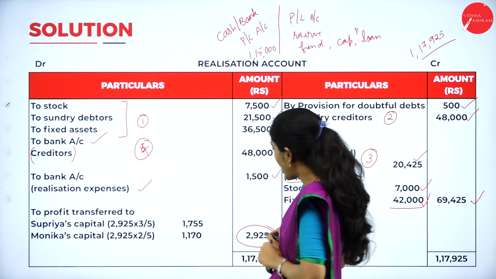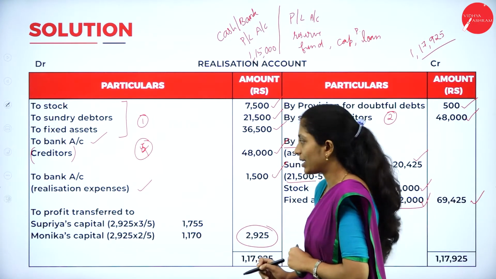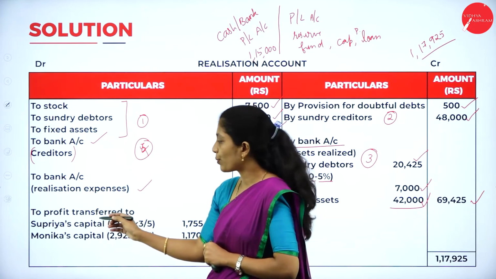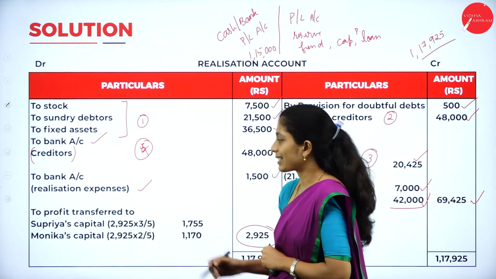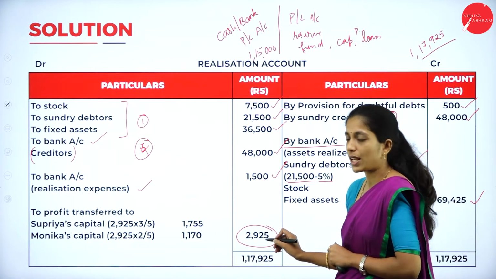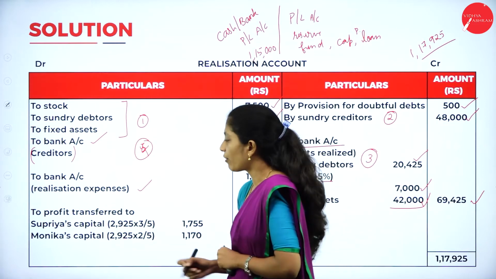So here the balancing figure is 2,925. So to profit transferred to who are the partners? Supriya and Monica. Supriya's capital and Monica's capital. Transfer this profit, that is 2,925, in their profit sharing ratio.